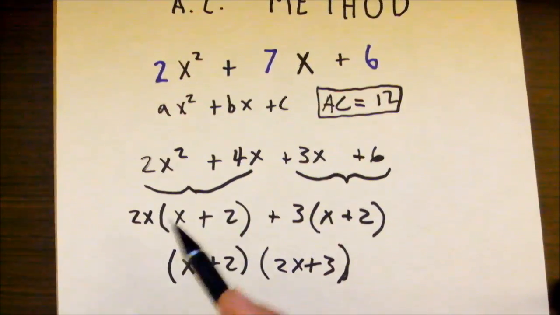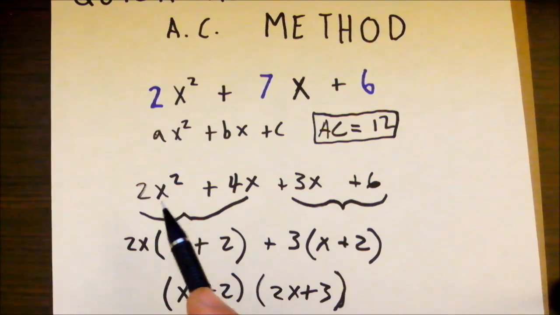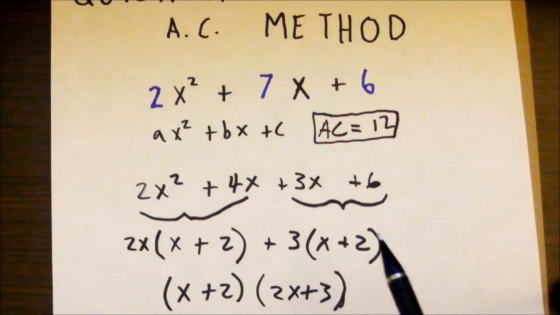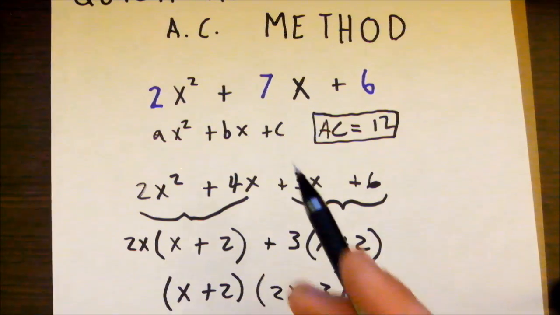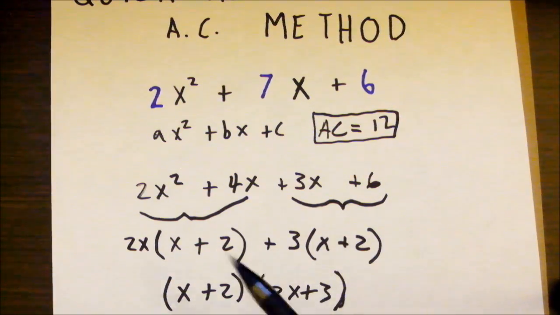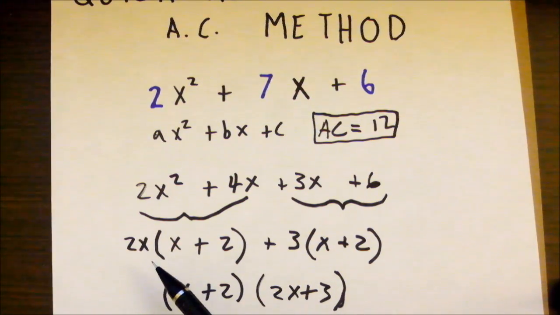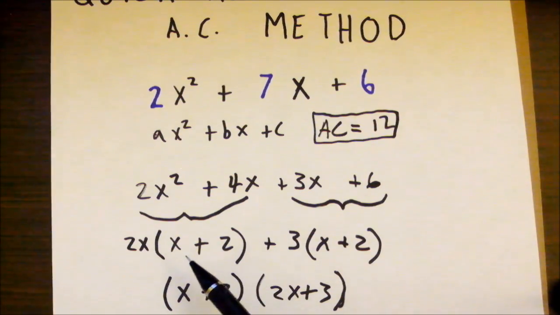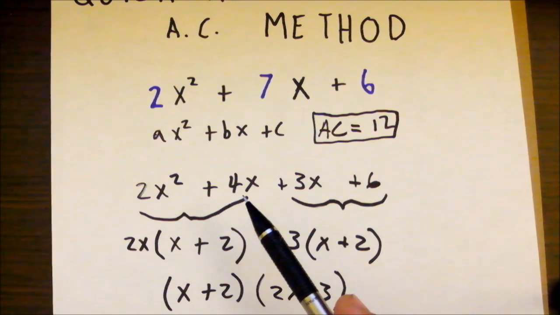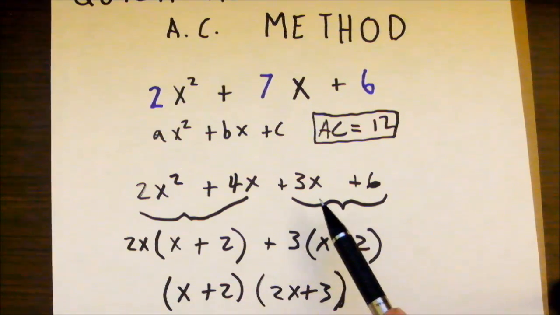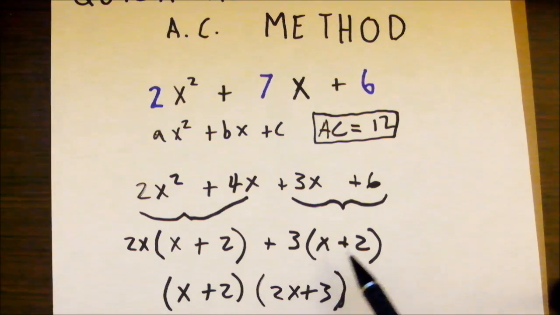So we do this by expanding our polynomial. This is now 2x squared plus 4x plus 3x plus 6. We see that 4x plus 3x is equal to 7x. So we can group these now and take out a common factor. Here, 2x, you can take that out from 2x squared. That leaves you x. You can take a 2x out of 4x, and it just leaves you 2. You can take a 3 out of this group to yield you 3 times the quantity x plus 2.